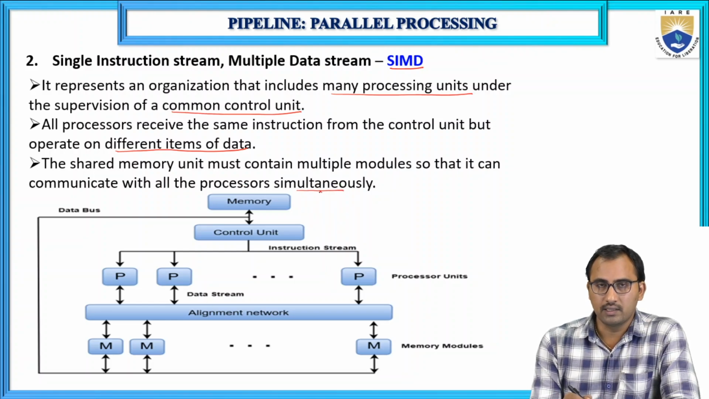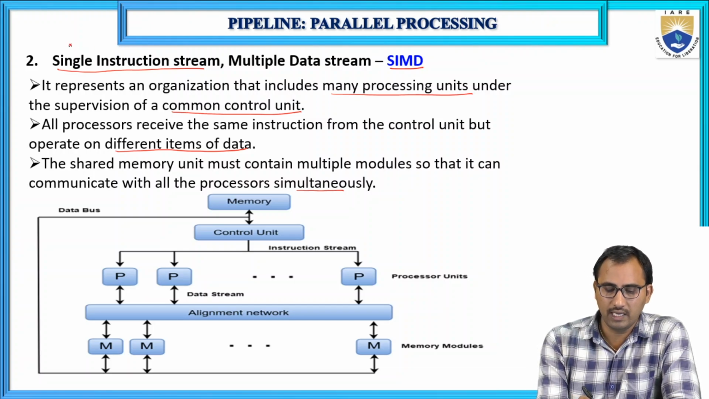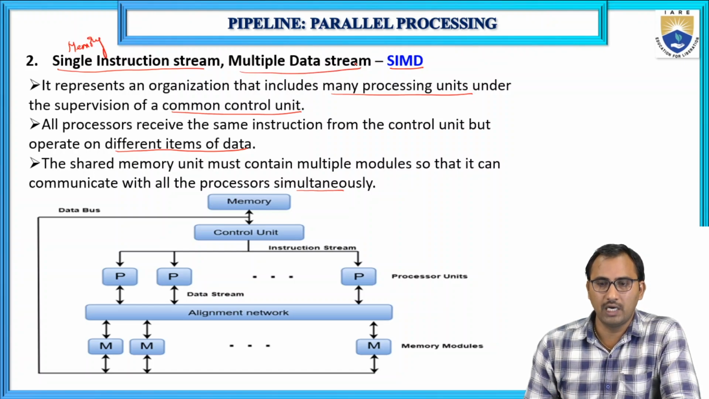So here the name represents a single instruction stream. That means we have a single memory, and multiple data streams. That means multiple processors are there. So see here, we have a shared memory, a single memory, and that memory is shared by different processors. These are the processor units. So these are all the different processors. They are able to share a common memory. So that is called shared memory.